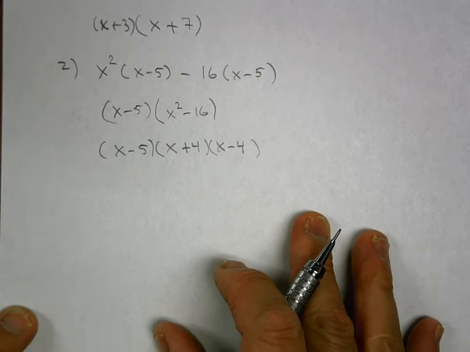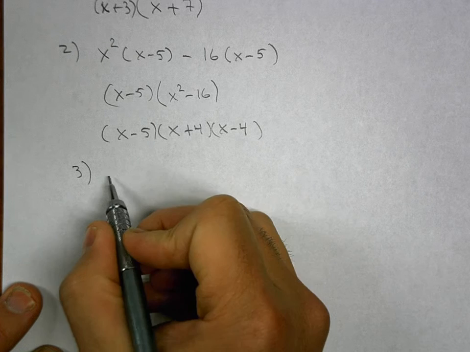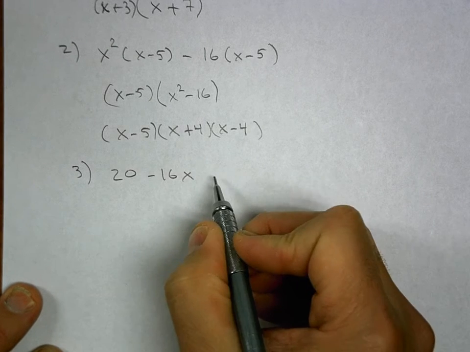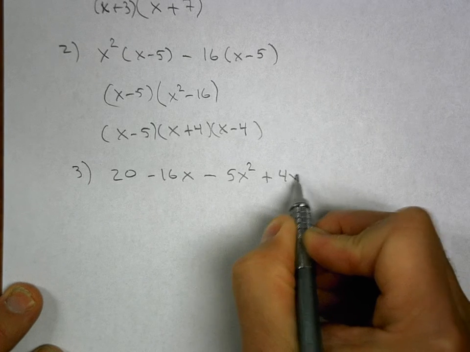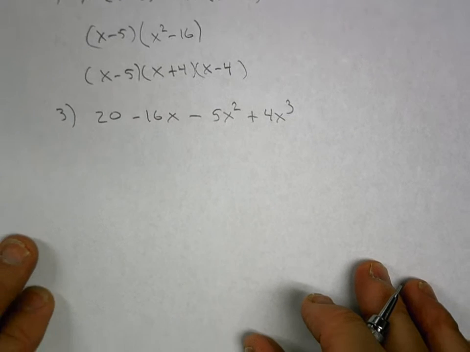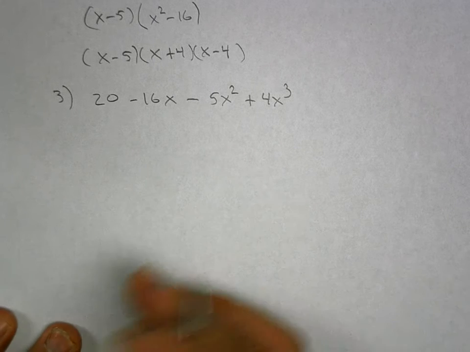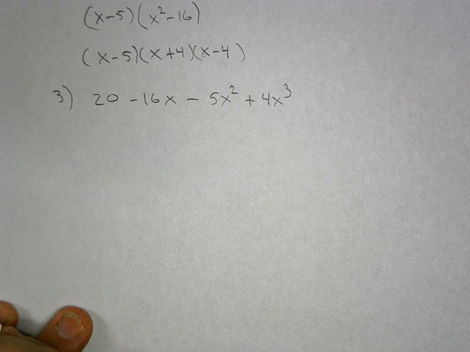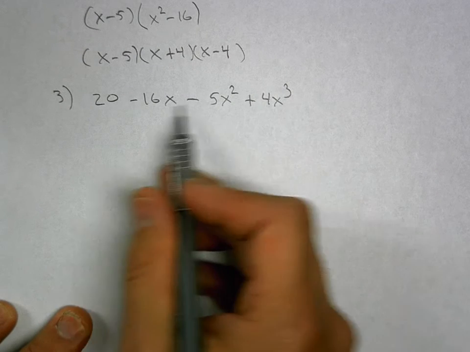Okay, so leading up to it, number 3. If we have 20 minus 16x minus 5x squared plus 4x cubed, and we want to factor this, and eventually we want to be able to graph it, so we have to know how to factor it. There's a lot of things here. We've got x cubed all the way to a number.